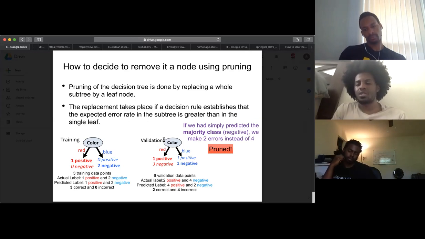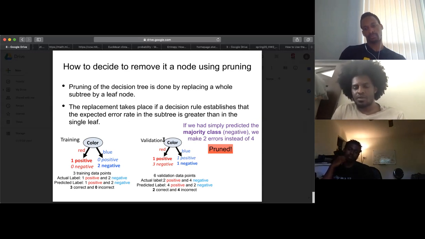And you can see that the error as a result of using color, based on your validation set, is really high. Your training got 100% accuracy, but your validation got only 2 right out of 4. So that's like 2 out of 6 wrong.